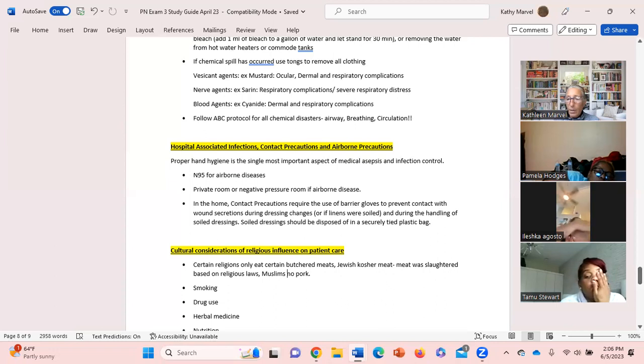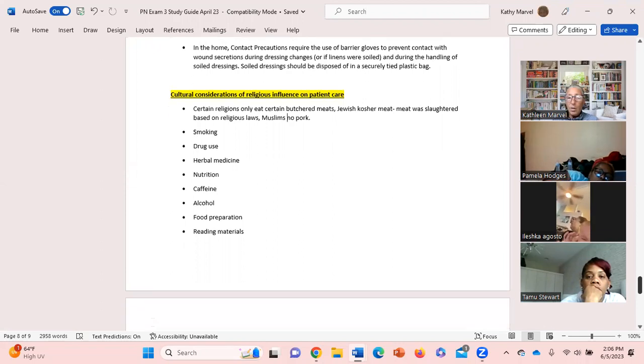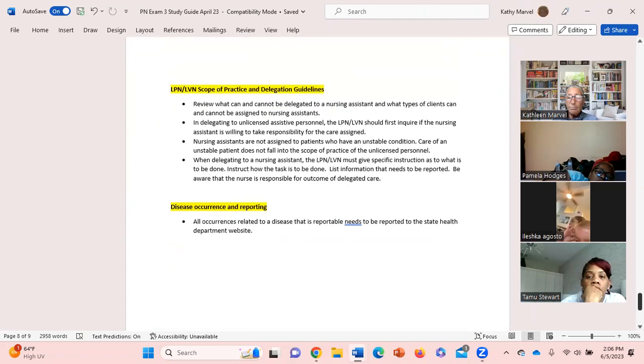And then we talked about cultural considerations of religious influences on patient care. Talked about differences in food preferences, smoking, drug use, herbal medicine. Different cultures have different beliefs. Nutrition, they have different beliefs about nutrition, caffeine, alcohol, food preparation, reading materials. It's all part of your cultural competence. And there is a section you're going to get asked a few questions about, the LVN scope of practice.